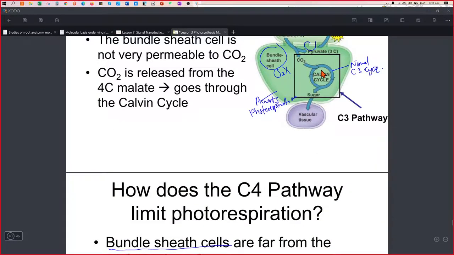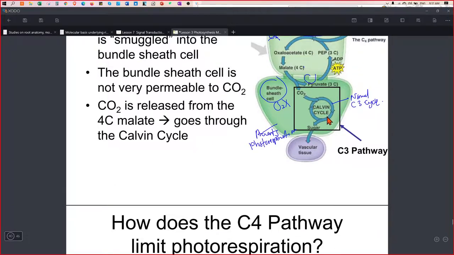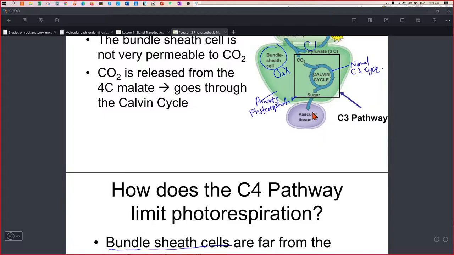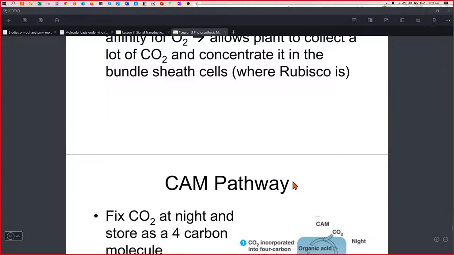Regularly, if you allow Rubisco to do the job on its own, it will start to fix both the oxygen and also the carbon dioxide. So that's not very efficient. Okay, so PEP carboxylase comes to the rescue because it grabs the CO2, concentrates it, and then releases it all at once surrounding the Rubisco, which is present in the bundle sheath cells.